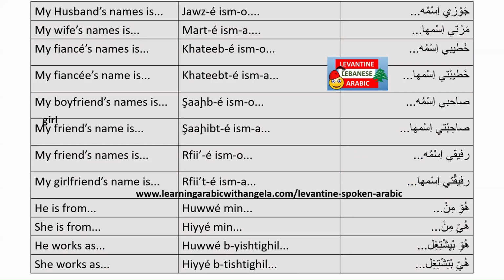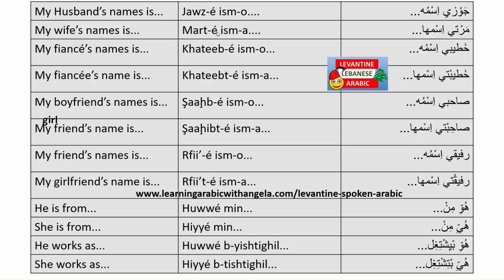My husband's name is, so over here, جوزي, my husband, اسمه, his name is. So try to see the logic over here in Lebanese. So جوزي, literally husband of mine. We add the a at the end or the ya for mine. اسمه. So again, we said ism is a name. اسمي, my name. اسمه, his name. The o means his. جوزي اسمه Sam, for example.